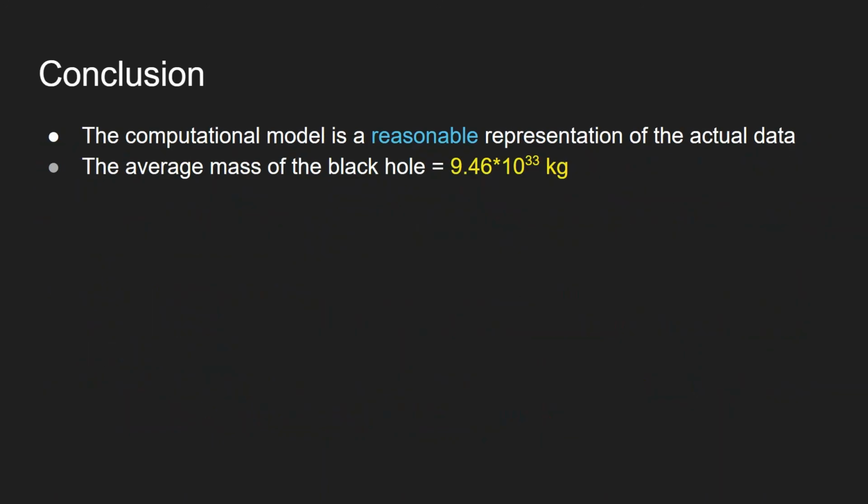Finally, conclusion. The computational model that I used is a reasonable representation of the actual data. And the average mass of the black hole that I calculated using the F net was 9.46 times 10 to the 33 kilograms.